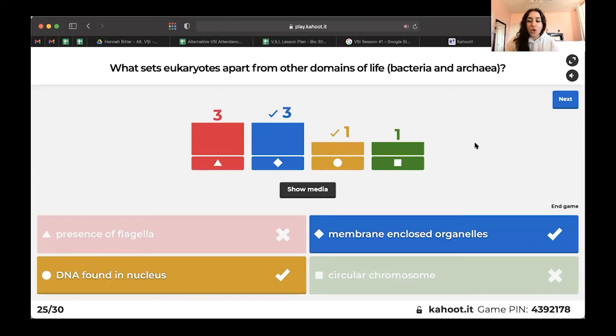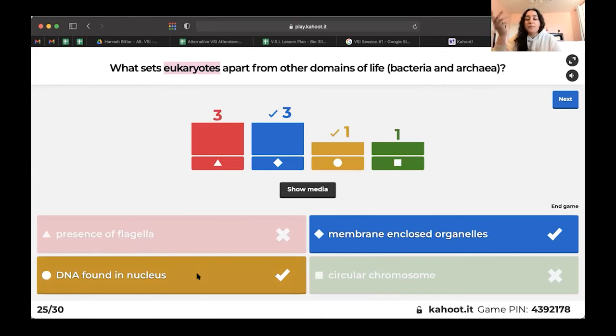Okay, so I see that a lot of us picked membrane enclosed organelles. So here we're talking about eukaryotes. What do eukaryotes have? Eukaryotes have membrane enclosed organelles. That means our nucleus has a membrane, our mitochondria has a membrane. Bacteria and archaea don't have these. Also, in eukaryotes, DNA is found in our nucleus. For other domains of life, like bacteria and archaea, they don't even have a nucleus.